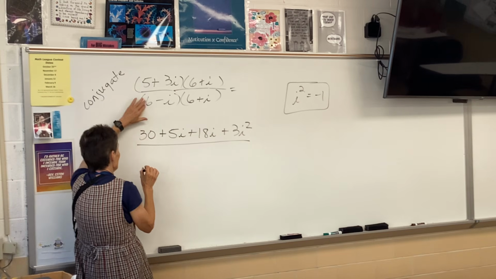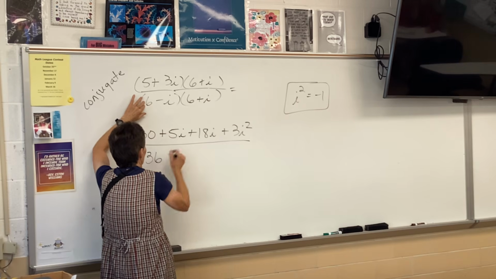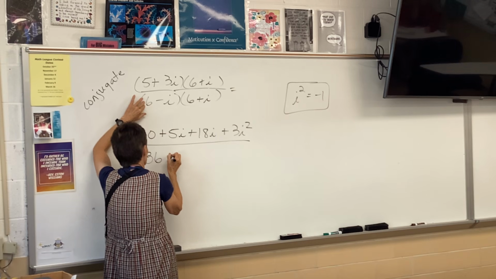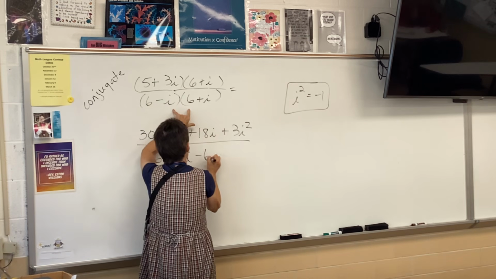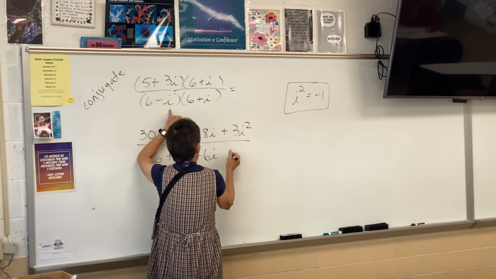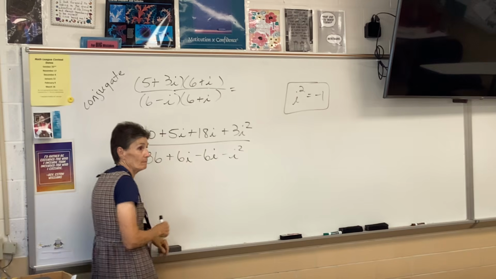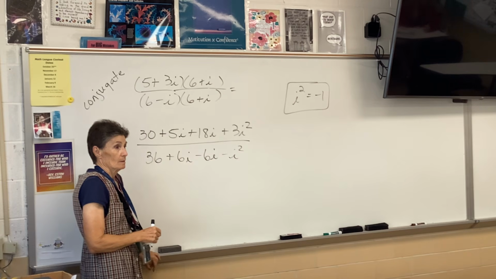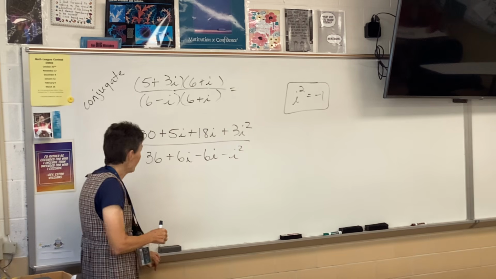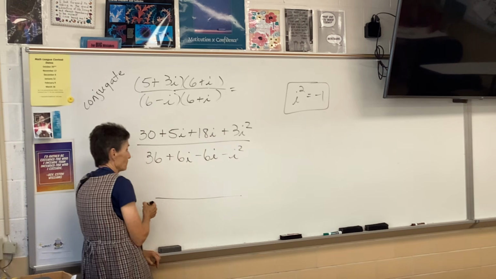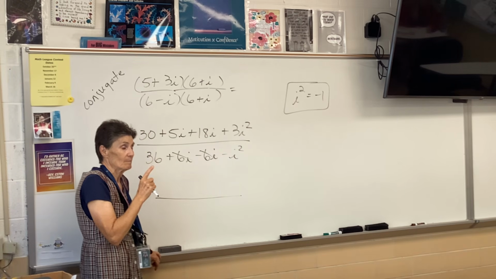All right, what's my denominator? Who will read it off for me? First, 36, outside, plus 6i, inside, negative 6i, and last, negative i squared, because it's a positive times a negative, right? Now, gang, I want you to look at that bottom. What do you notice about the bottom? These cancel, that's why we did it.